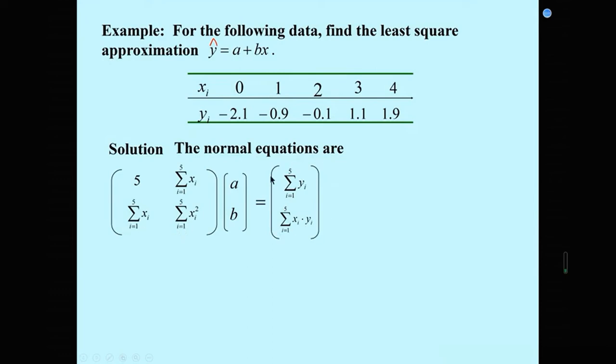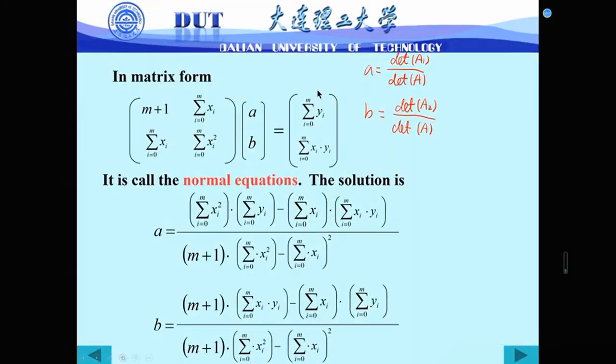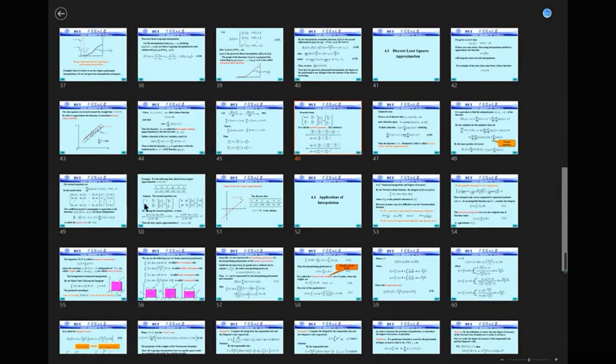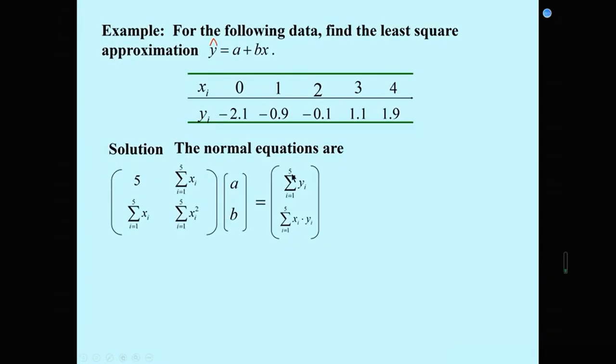Then here, right term, summation of yi. It's okay? Summation of all yi. Here, we use index from 0 to m. But here, of course, we can use the index from 1 to 5. That's equivalent, right? And the second term, summation of xi multiply yi, all the data points. Xi multiply yi, summation. Here, we use i from 1 to 5. It's okay for you?